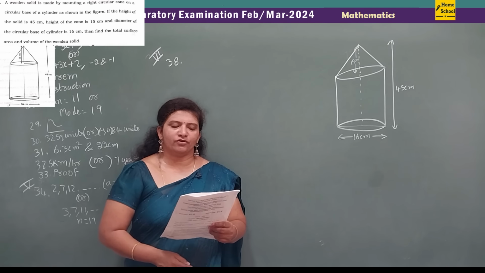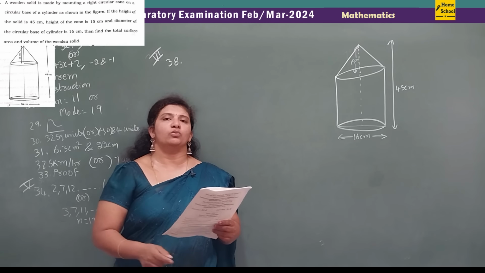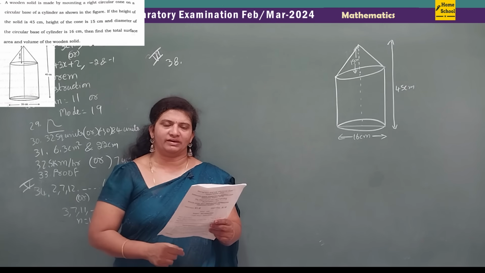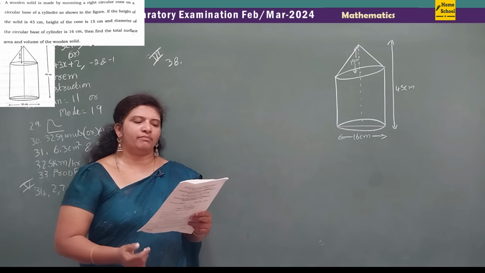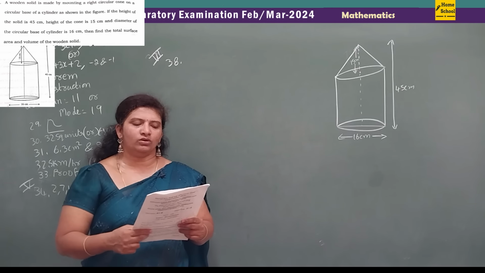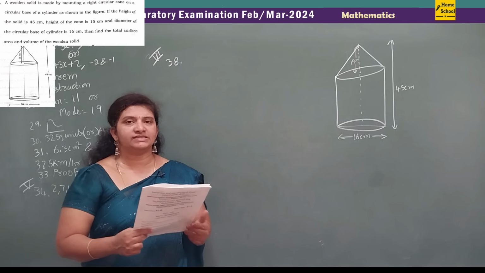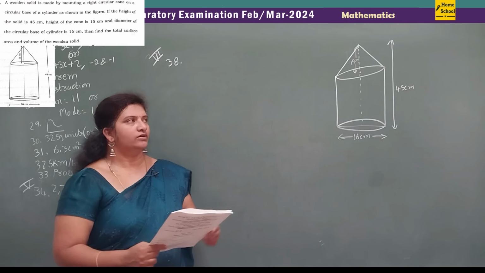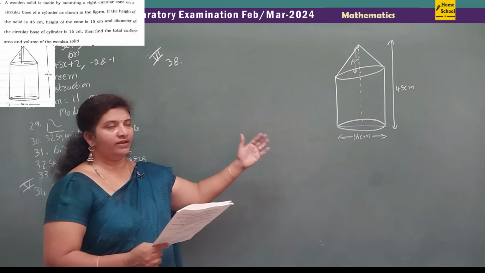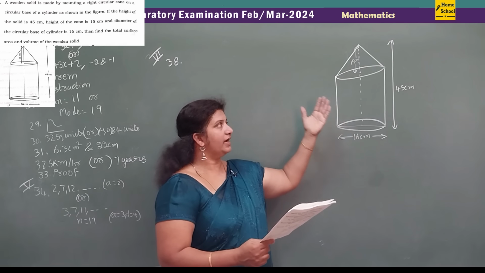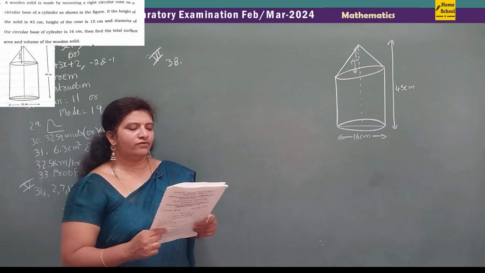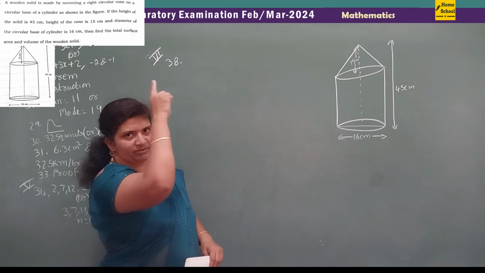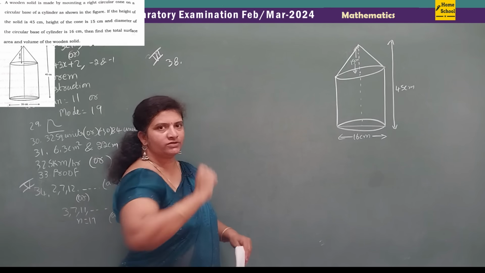Sixth main, answer the following question. In this we'll be having only one question that carries 5 marks. 38th one. A wooden solid is made by mounting a right circular cone on a circular base of a cylinder as shown in the figure. See, you can see the figure over there. There is a cylinder and a cone is mounted on a cylinder.